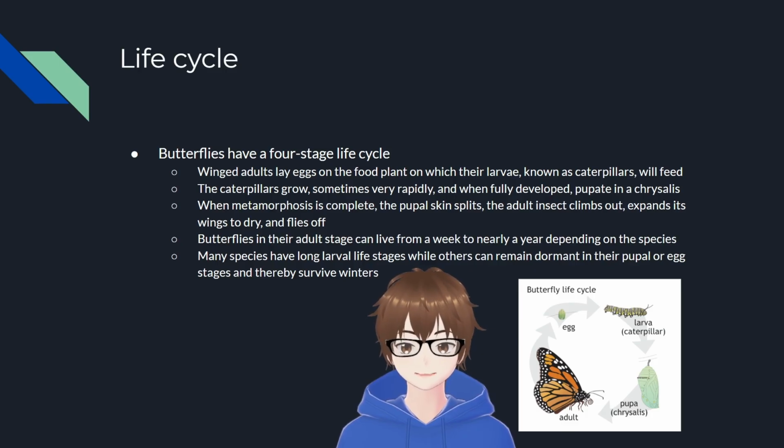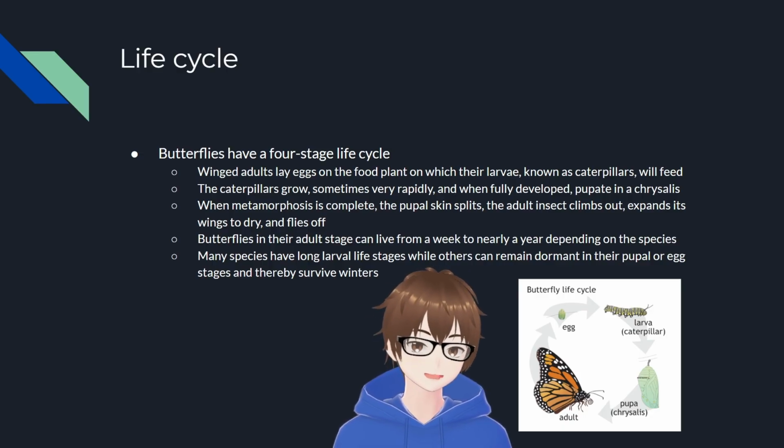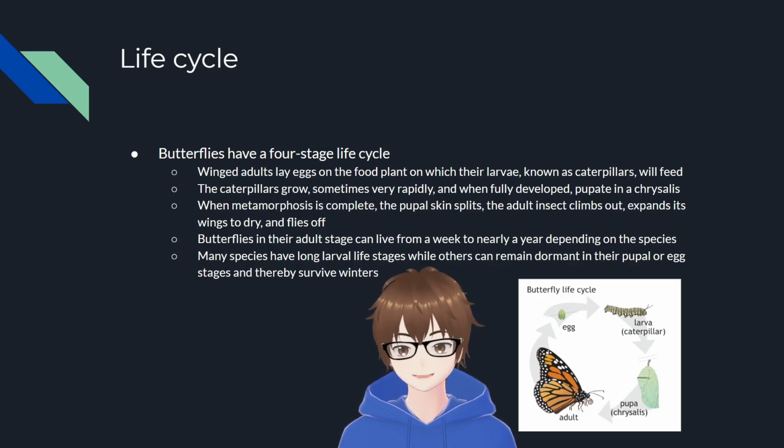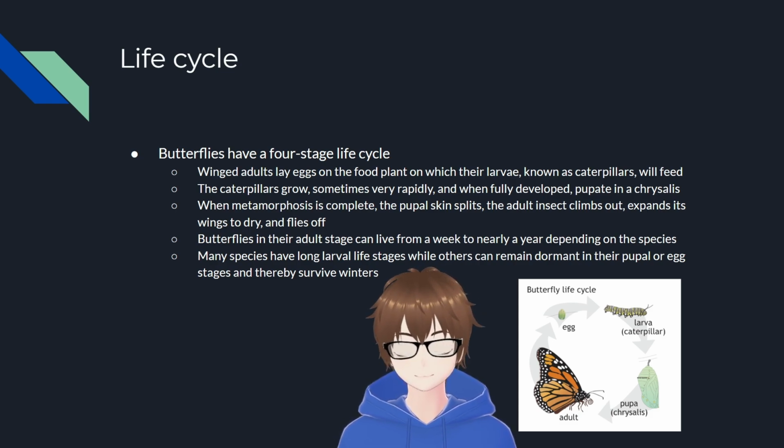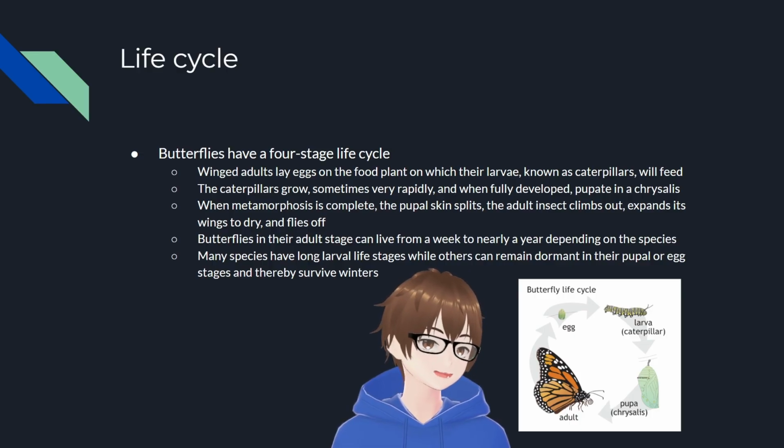Certain species have longer caterpillar stages. Some can last long amounts of time, some only a couple of weeks. Same for the chrysalis or pupa stage. And like I said, sometimes they will pupate over winter, so they'll stay and hibernate. And as you can see, I do have the picture here of the butterfly life cycle: egg, caterpillar, pupa or chrysalis, and then adult butterfly.